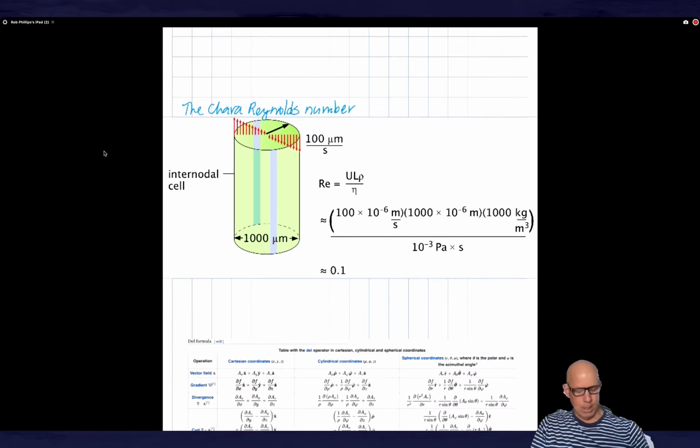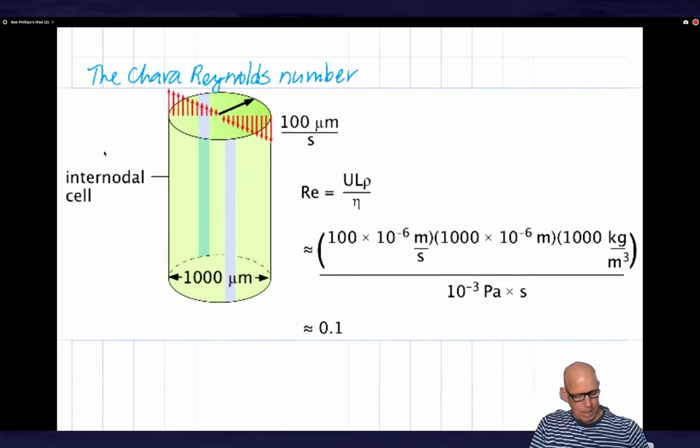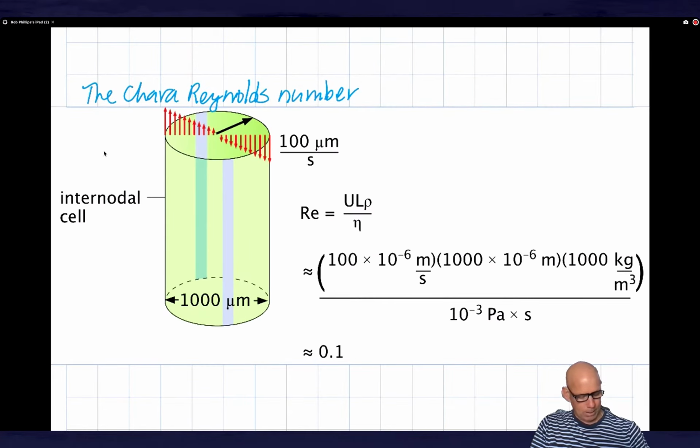So I wanted to just quickly remind you that last time we talked about the Reynolds number, and I might be using slightly different notation this time. In order to estimate the Reynolds number, we want to take the characteristic velocity scale U, the characteristic length scale L, the density, and then divide by the viscosity. Let me just give you those numbers. The characteristic velocity scale is the velocity at the edges, which is 100 microns per second. So I say here 100 times 10 to the minus 6 meters per second.